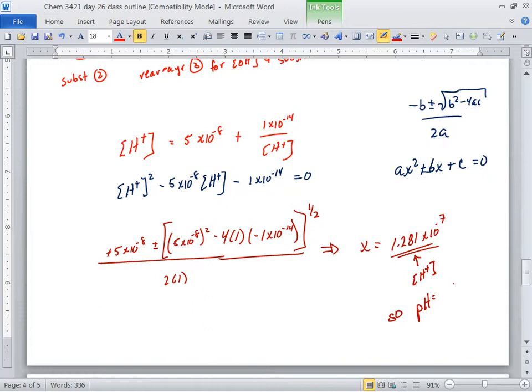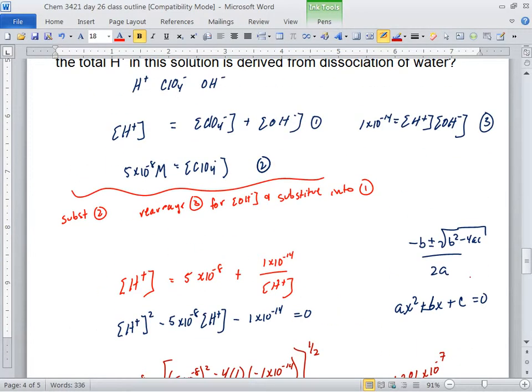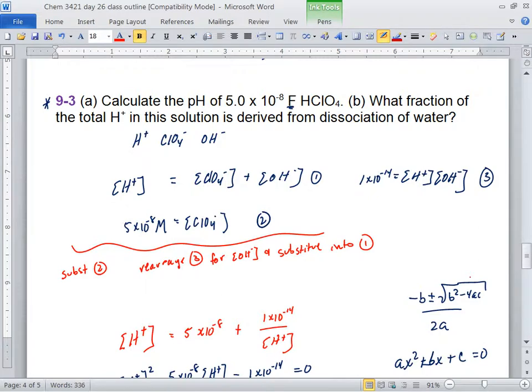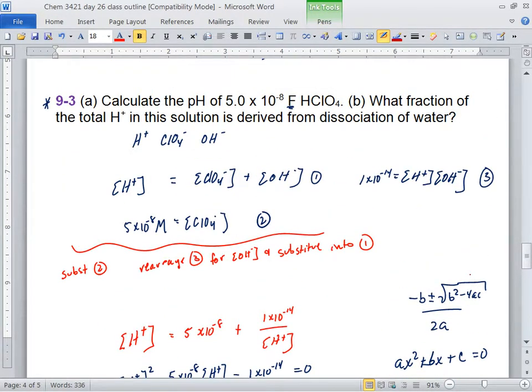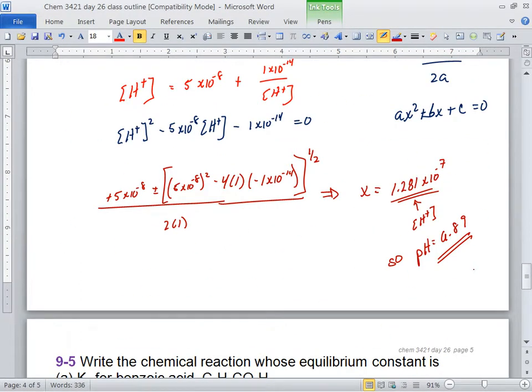Which I don't have a calculator for anymore. No. What is it, Desiree? 6.89. Okay. Went through a lot of work. Does that number make sense? 6.89 as a pH. Well, let's see. Yeah, that looks pretty good to me. It's a very dilute acid, so it should be close to 7, but a little bit smaller. So that's a good number. So I bet you Desiree's right.